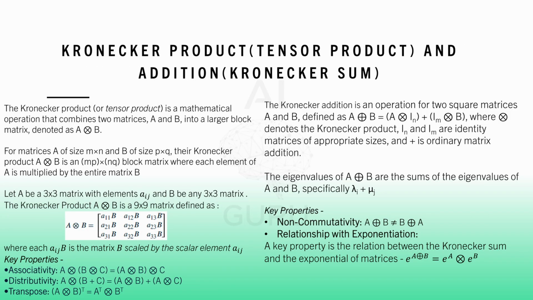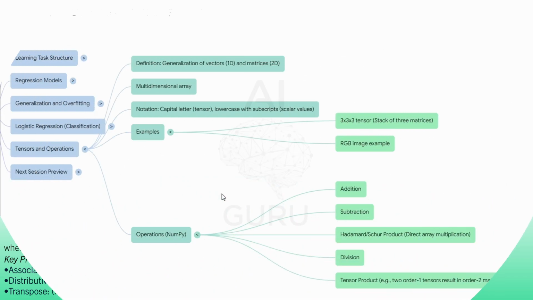Very different. Element-wise operations keep the dimensions the same. The tensor product fundamentally increases the dimensionality. For instance, the tensor product of two vectors, order 1, actually gives you a matrix, order 2. Understanding that difference is pretty key later on.